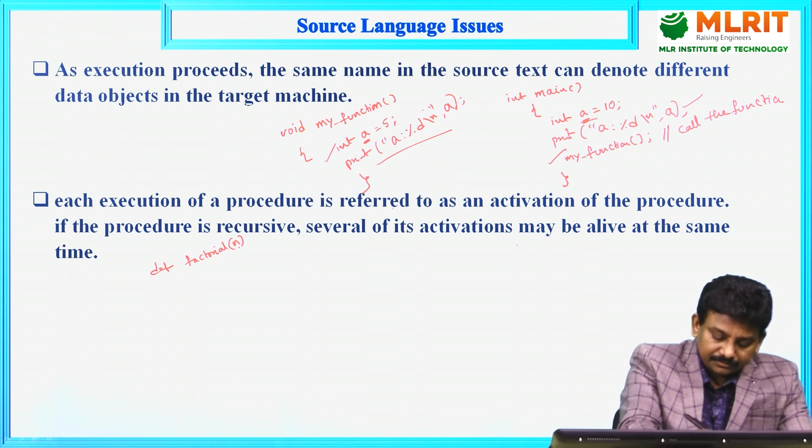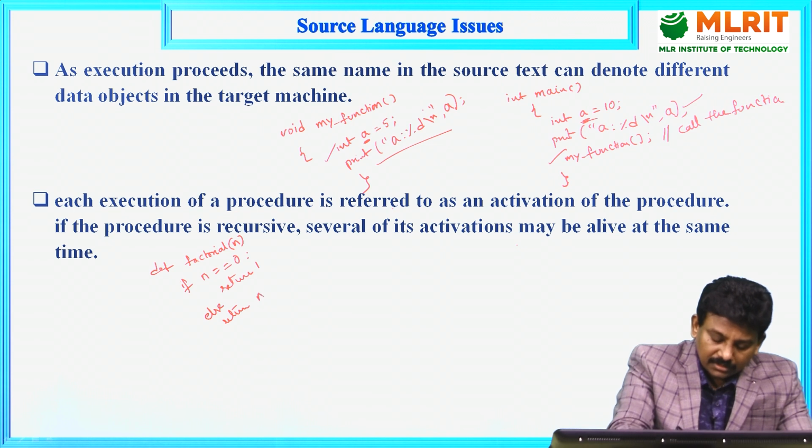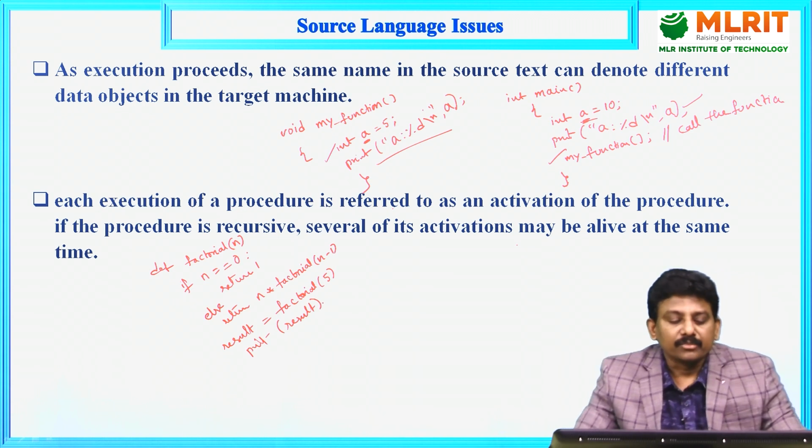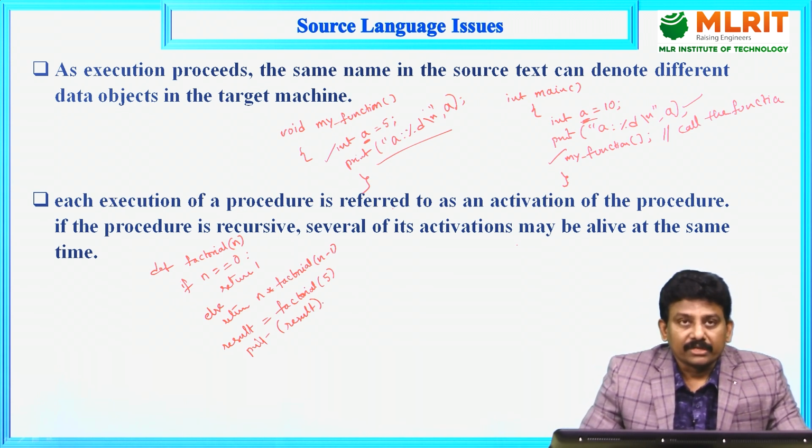Factorial of n: if n equal to 0, return 1, else return n into factorial of n minus 1. Then result is factorial of 5, n value is 5, print result. This is the Python program. Here the function name is factorial.